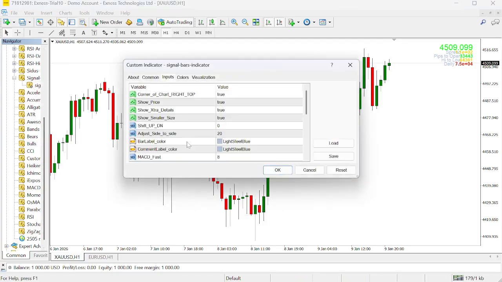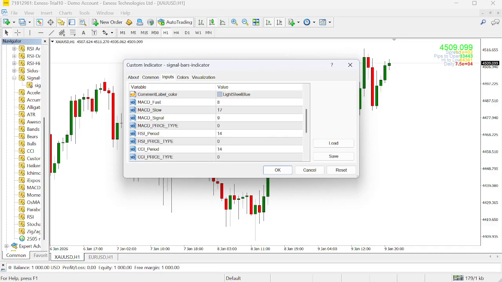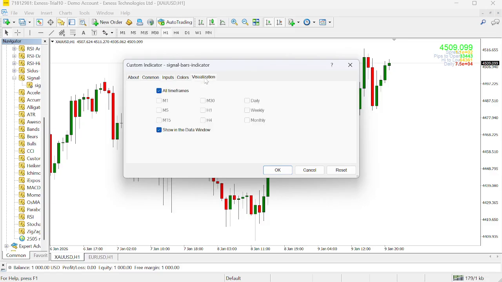As for the settings, let's take a look at what we have. We have quite a number of inputs. As you can see, we have the show price, show extra details, show smaller size. We also have inputs for adjusting side to side, bar label color, comment label color. We also have the MACD, the RSI, the CCI, and the rest of that. You can also choose your preferred time frames.